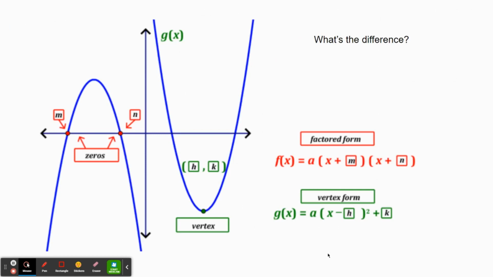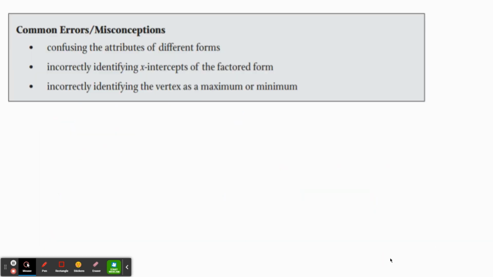So what's the difference between factored form and vertex form? Well, factored form has two sets of parentheses that give away the zeros, or the x-intercepts. In this case, they're called m and n. But vertex form gives you the vertex right away. It gives you h and k. Again, in both of these scenarios, just be very careful where that negative appears. Here's some common errors and misconceptions.